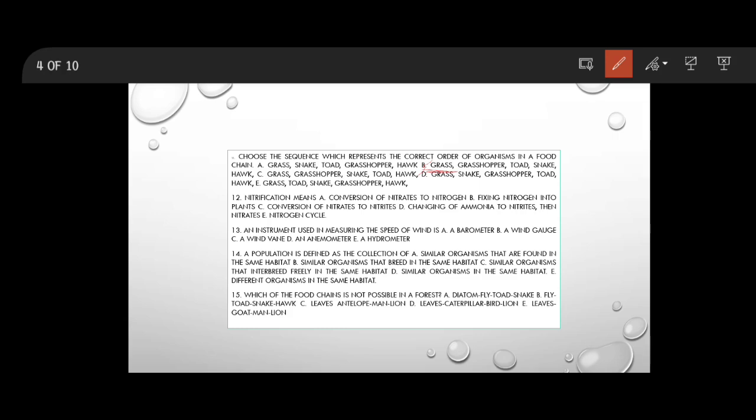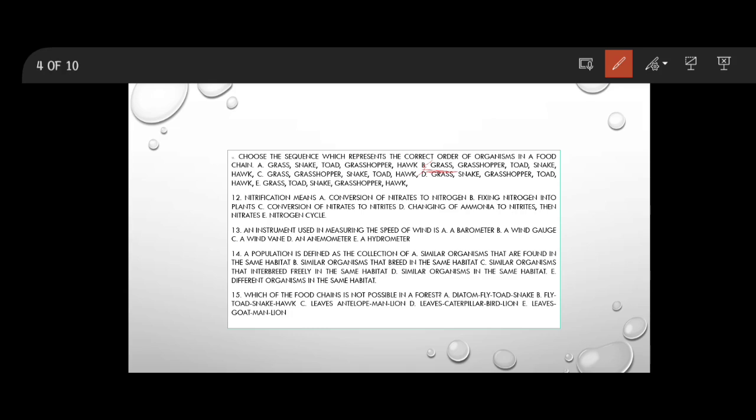That is what? Nitrogen fixation. Conversion of nitrate to nitrite. That is one of the steps in nitrification, but that is not the complete step. Changing of nitrogen to nitrate, then to nitrite. That is what? That is the complete step.